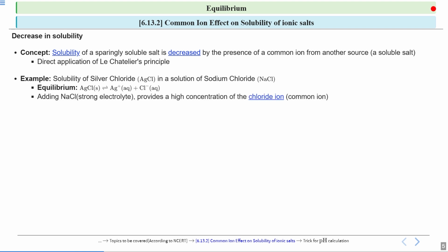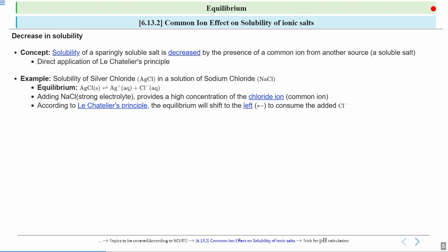If we add NaCl, which is a strong electrolyte, it will dissociate completely, and due to its high solubility, it will provide a high concentration of chloride ion that will act as a common ion, because AgCl has this chloride ion as well as sodium chloride also has this chloride ion. We know that sodium chloride is highly soluble, so it will not precipitate back. But the sparingly soluble salt, which is AgCl, will precipitate back. And as a result of Le Chatelier's principle, the equilibrium will shift towards the left side.